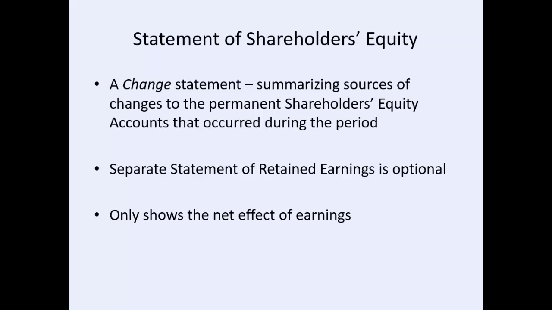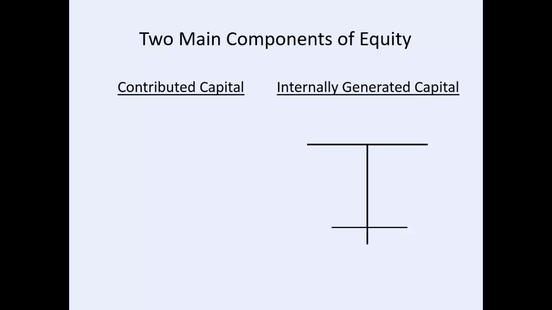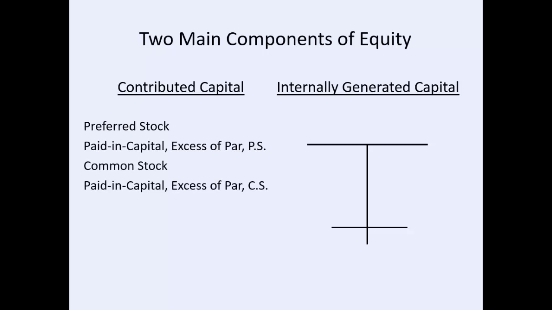Statement of shareholders' equity, it only shows the net effect of earnings. You don't want to write out revenues and expenses on this statement because you already showed it on your income statement. So there are 2 components of equity. You have contributed capital and internally generated capital. And this T account is going to represent what is internally generated. But for the contributed capital, think of owners' contributions. For a corporation, that's stock.